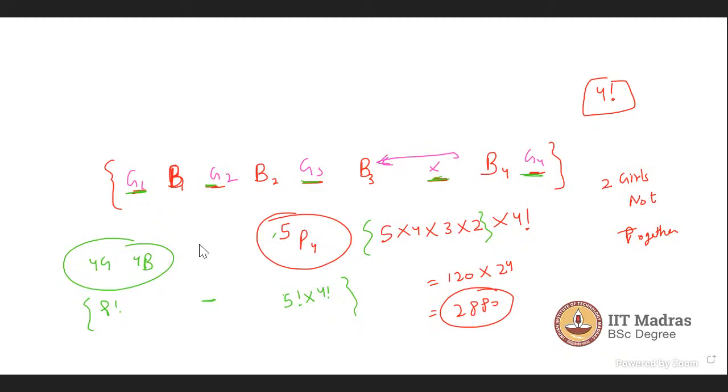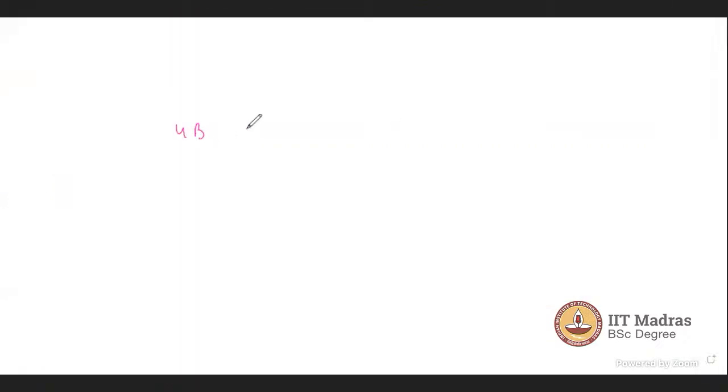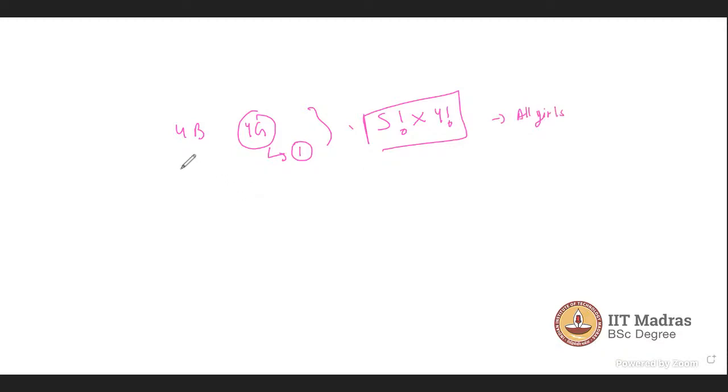Sir, all the girls together, it will be only one case, right? All the girls together: suppose I have 4 boys and 4 girls. I consider all the girls as one single quantity. So total 5 can be arranged in 5 factorial, and these girls can also be arranged, so it's into 4 factorial. So all girls together is this. And the total number of cases to arrange all of them is 8 factorial. If I subtract this, it will be all girls not together.